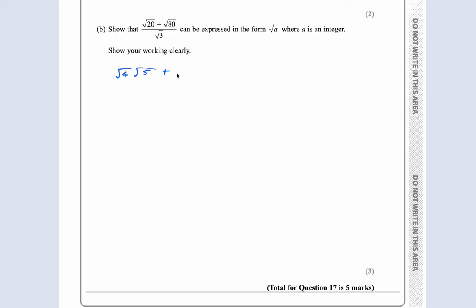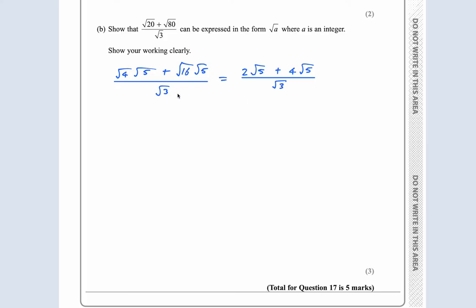Root 80 I can write as root 16 times root 5. Now why did I choose 16 and 5? Well, these are factors. 16 times 5 is 80. But the 16 is a square number, so I can write that as 4. So first, let's write it like this. This is then equal to 2 root 5, because root 4 is 2, so it's 2 root 5, plus 4 root 5, because root 16 is 4, all over root 3.